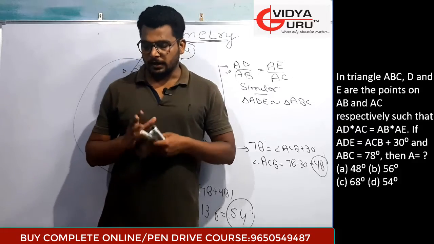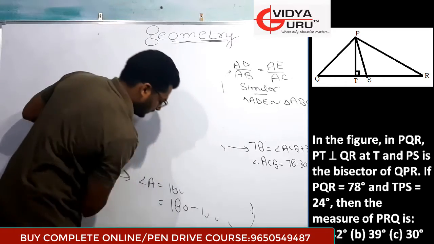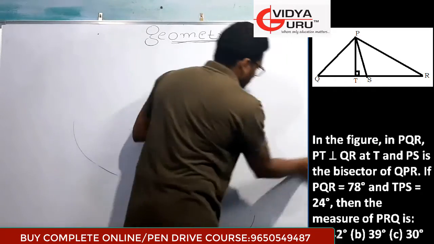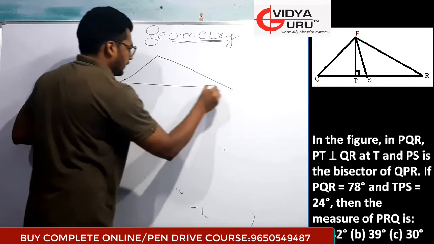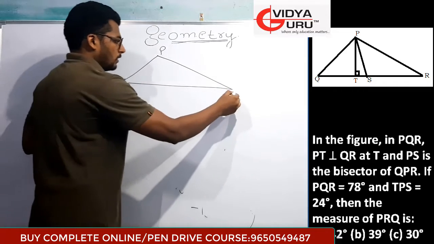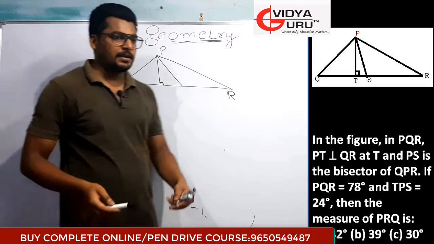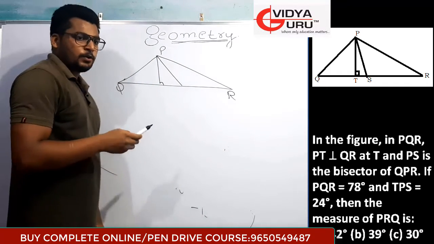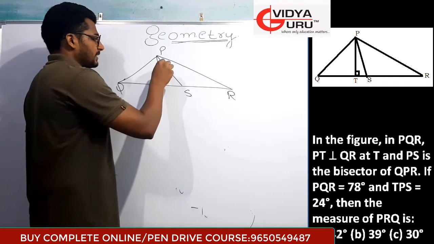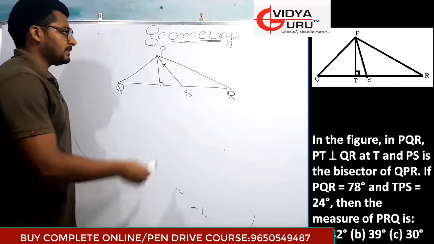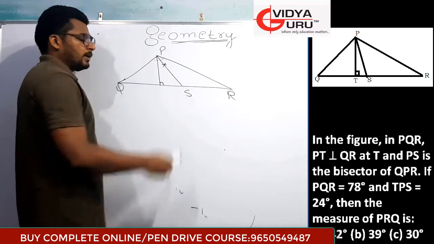So coming on to our next question. What is the next question saying? There is a figure given. There is a triangle PQR and PT is perpendicular to QR, and PS is the bisector. Bisector means it is dividing angle P into equal parts. This is equal to this.